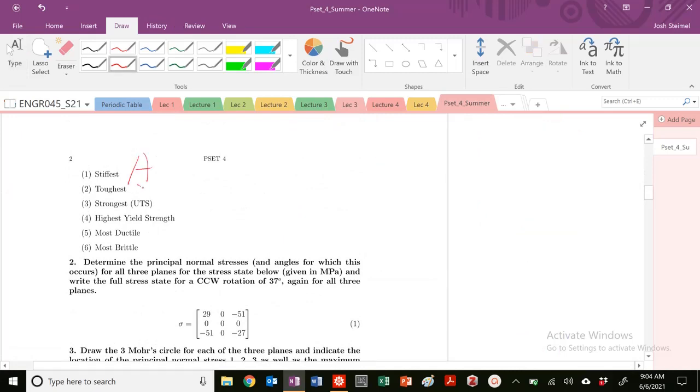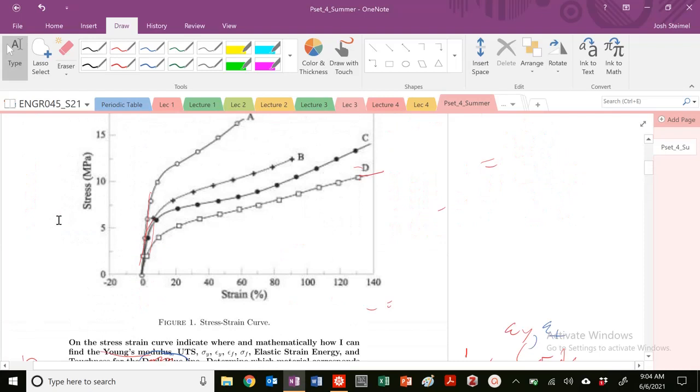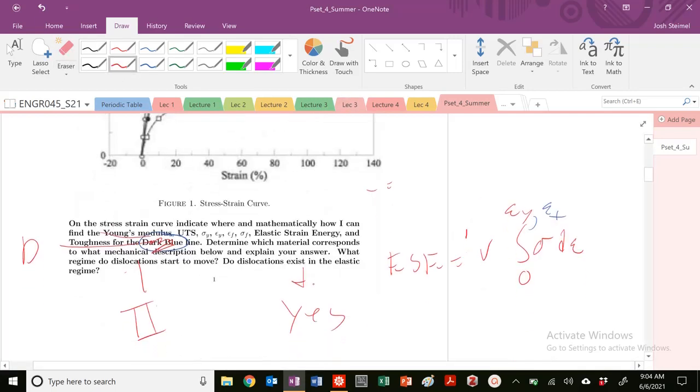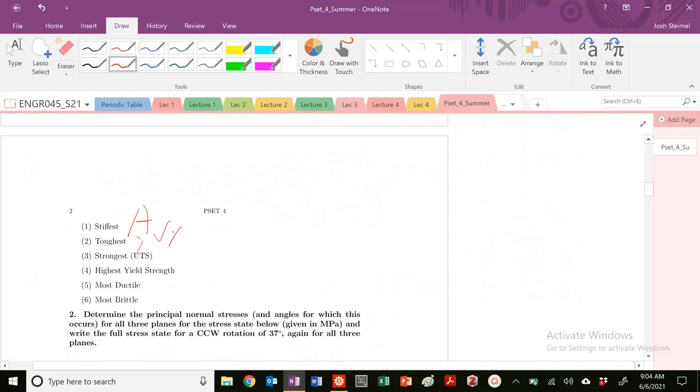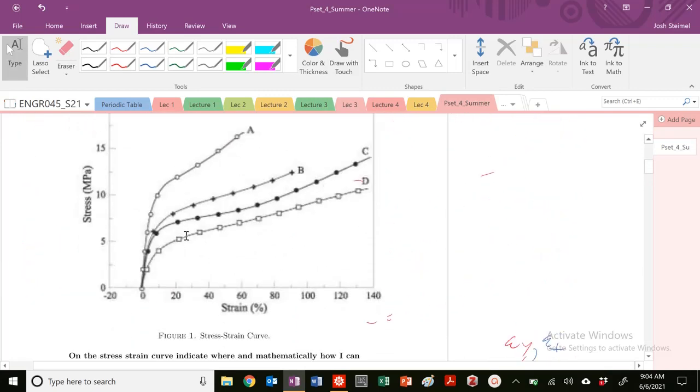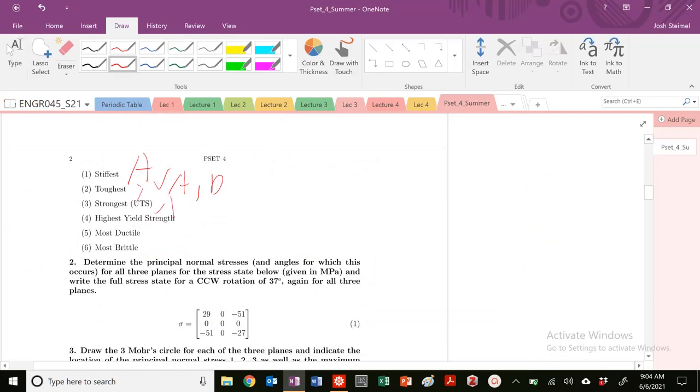Toughest, I cannot answer this question because I don't know the volume of my material. The toughest material is the total area under that curve, so possible answers are probably A or D, depending on the volume. Strongest, in terms of UTS, that is going to be A. Highest yield strength, also A.